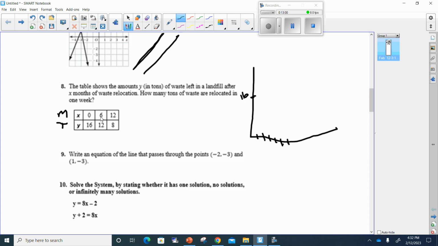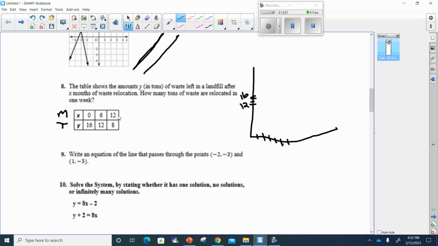Let's see here. The amount of tons of waste left in the landfill after the waste relocation. In other words, waste is being taken away. All right, so this means we're losing, if it went to 12, we're losing 1, 2, 3, 4, right? So this would be 12 here, so that was a drop of 4.